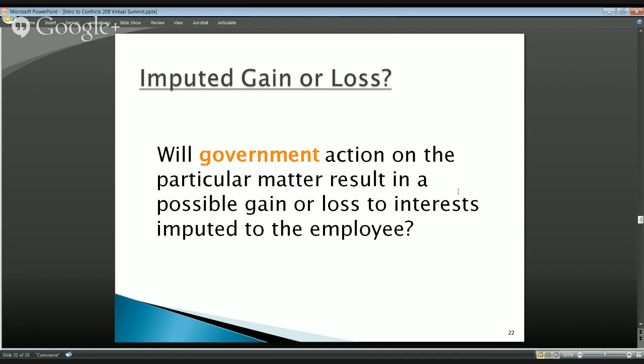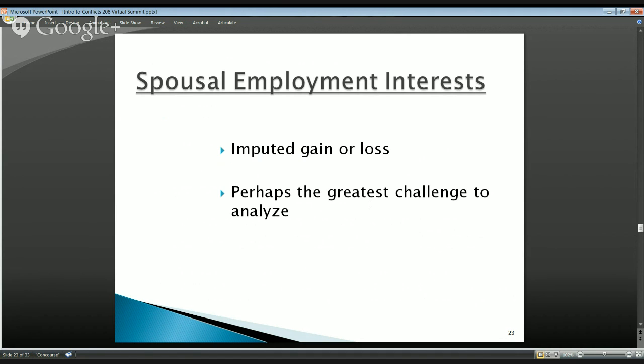Let's talk a little bit about spouses' employment interest. I think that's a good idea. I think this is hard. You'll notice that in the list of persons whose interests are imputed to the employee, we do not see the spouses. And that's kind of tricky.